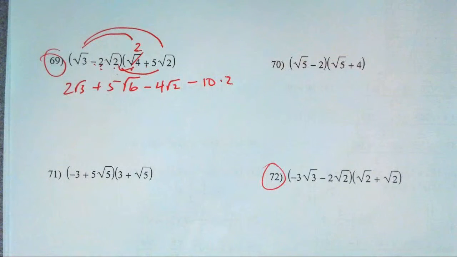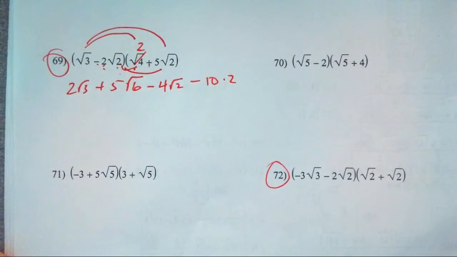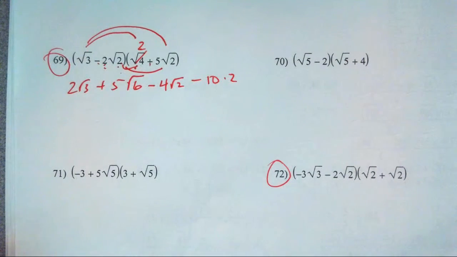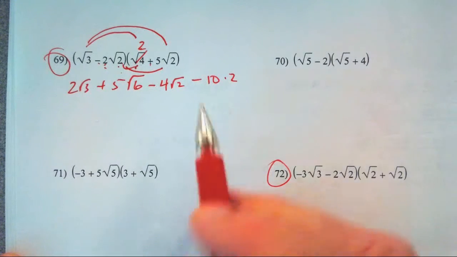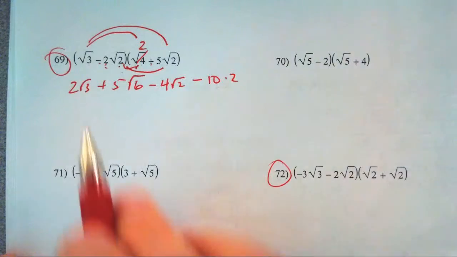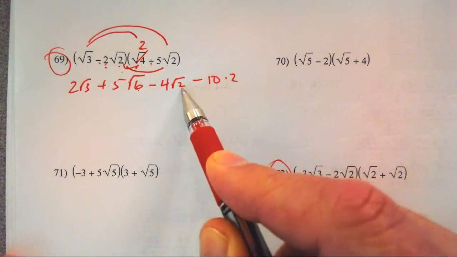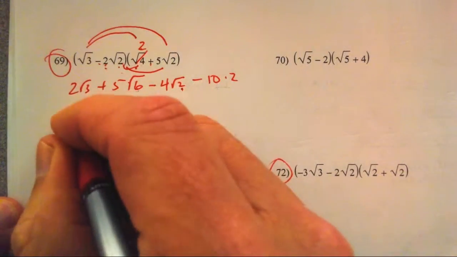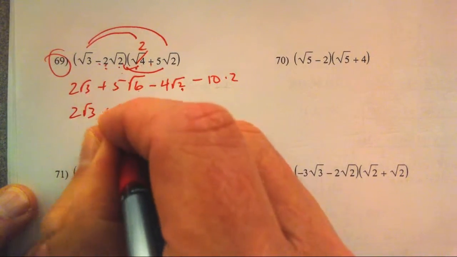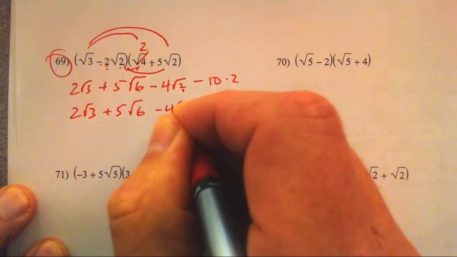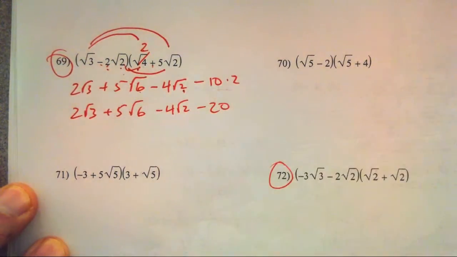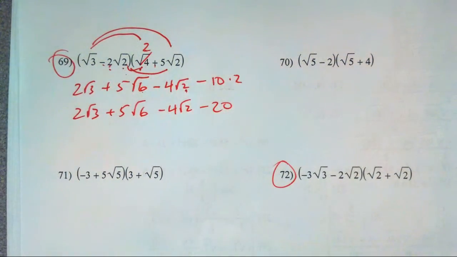Okay? And now I'm going to combine anything I can. What can I combine? Just that multiplication, right? I've got an apple, an orange, and a pomegranate. Can't combine them. So I've got 2 root 3s plus 5 root 6s minus 4 root 2 minus 20. But make certain you look and see what you can combine there.